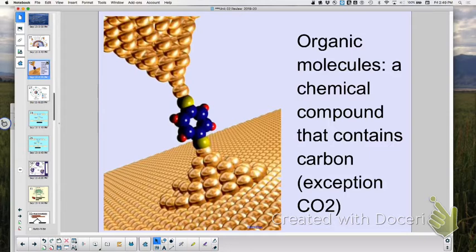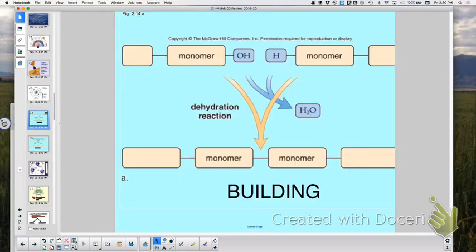Okay? Then we went into the 4 important organic molecules. Now, the first thing is when you hook 2 amino acids together, or when you hook 2 sugars together, what's the name of that reaction? Yes. Boom shakalaka. Dehydration synthesis. What's another name for it? Condensation synthesis. It's okay if you don't remember that.